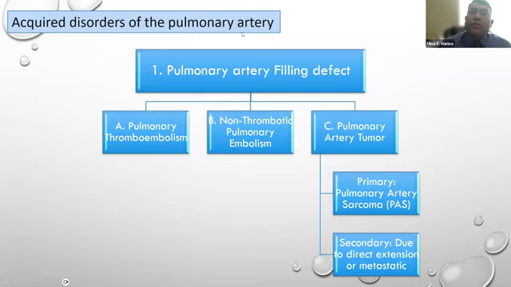Talking about acquired disorders, pulmonary artery filling defect is number one. It is the most common thing to find in the pulmonary artery after giving contrast. This defect could be pulmonary thromboembolism, non-thrombotic pulmonary embolism, or pulmonary artery tumor, either primary or secondary, which could be extension from a nearby organ like the lung, or secondary metastasizing from another place and lodged in one of the pulmonary arteries.